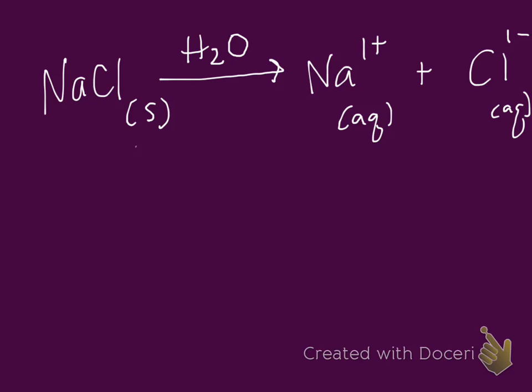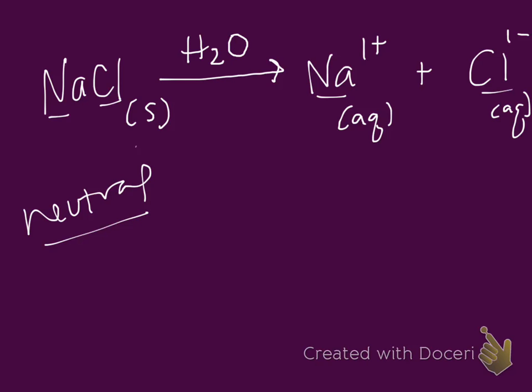Okay. Now, when we're doing an ionic equation, a dissociation equation, there are some things we have to pay careful attention to. We still have to balance this like we did chemical equations. So we have to have the same number of atoms of each thing on each side. Well, we've got one sodium, one chloride, one chloride.